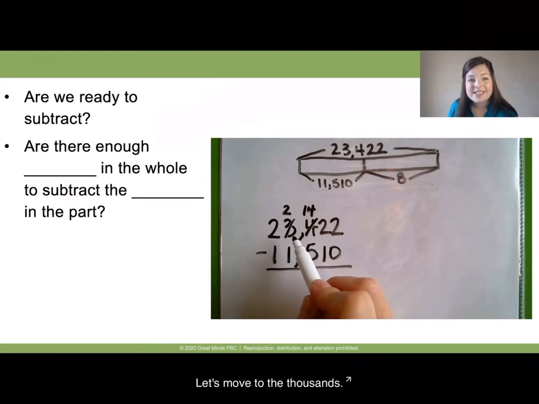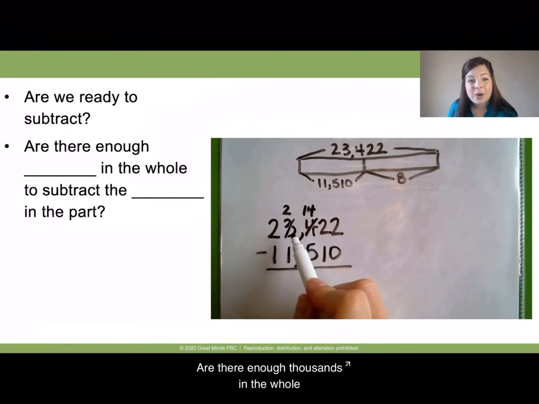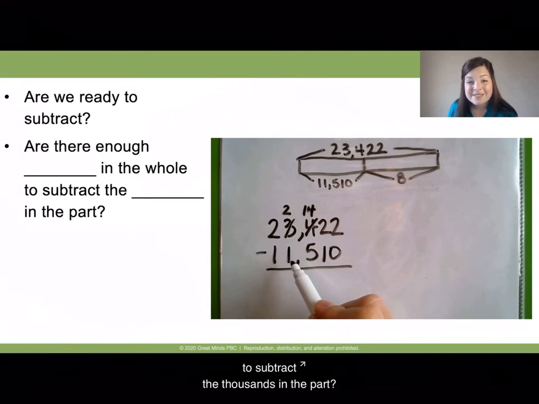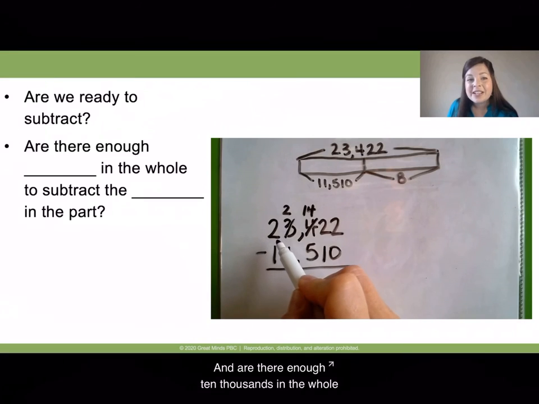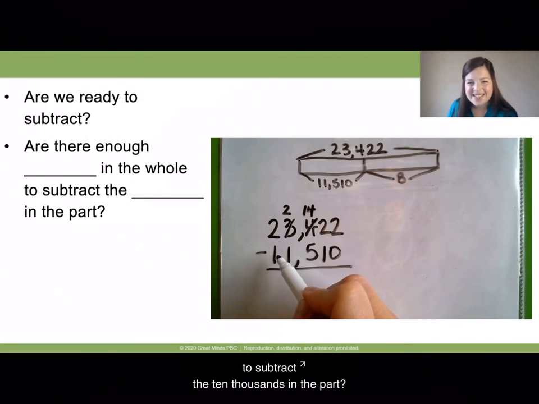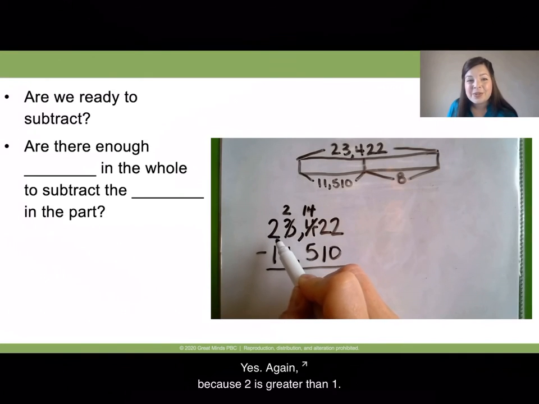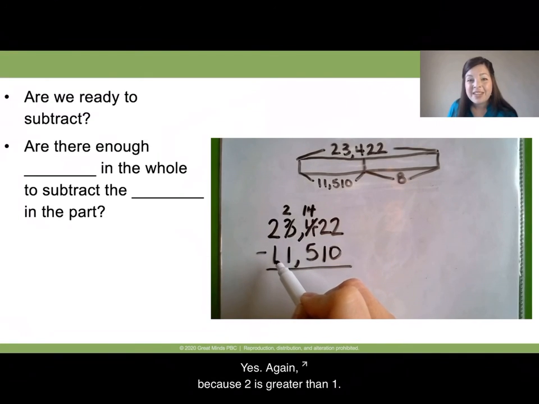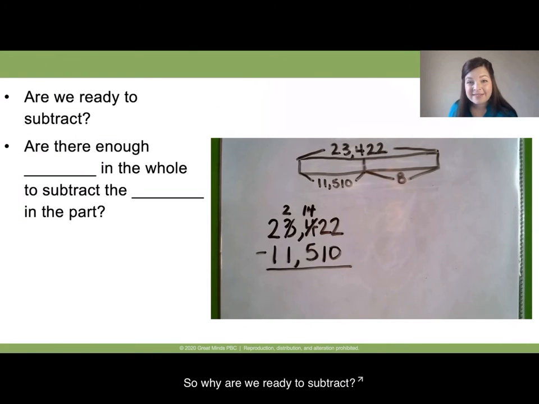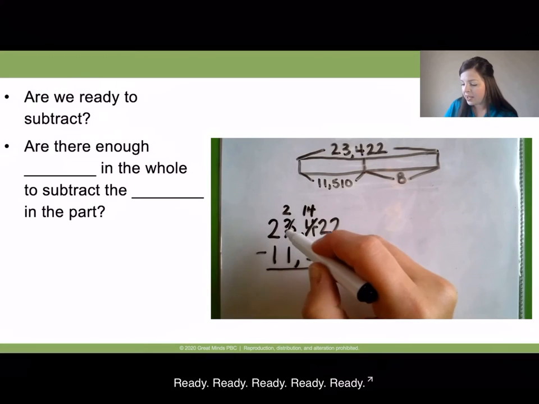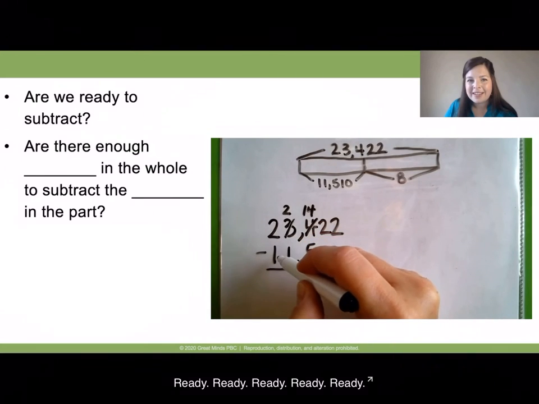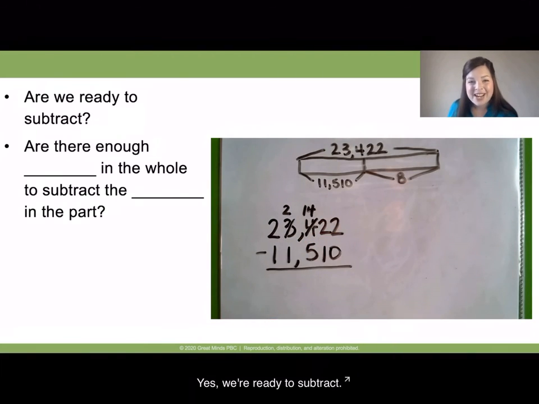Let's move to the thousands. Are there enough thousands in the whole to subtract the thousands in the part? Yes, there are enough thousands because 2 is greater than 1. And are there enough 10,000s in the whole to subtract the 10,000s in the part? Yes, again, because 2 is greater than 1. So are we ready to subtract? Yes, we're ready to subtract.